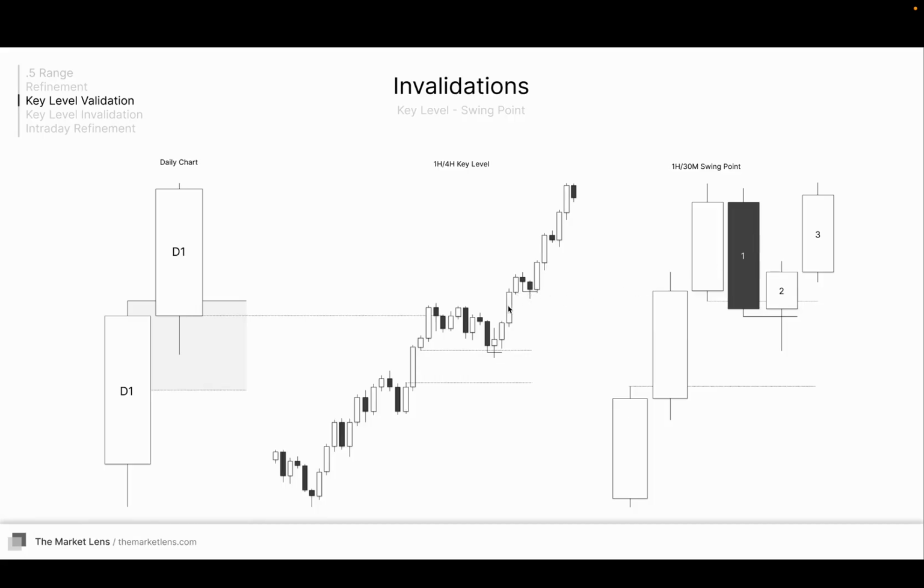So it's really any key level. This is key level invalidation, but it's also how to form a low of day, obviously we form it from a key level. So once you get that swing point, this is where we look to trade.